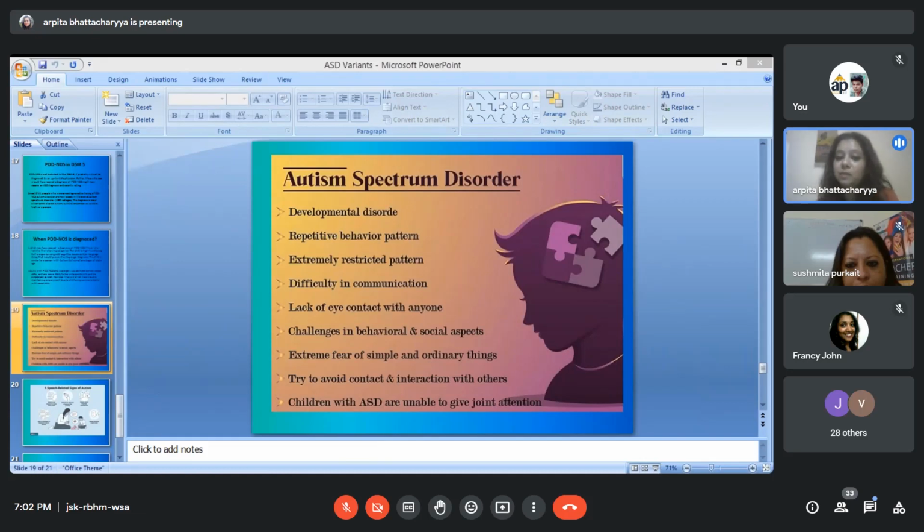As I said in My Name is Khan, extreme fear for the yellow color, which is nothing to be afraid of actually. Try to avoid contact and interaction with others. Not much interested in social interactions, actually. Children with ASD are unable to give joint attention, which I specify. It's a very important part. They won't be following your joint attention, pointing and all of that. So these are some of the things which you can remember.